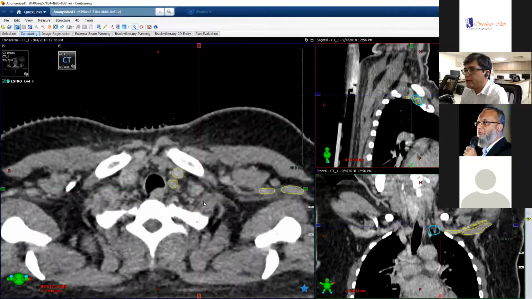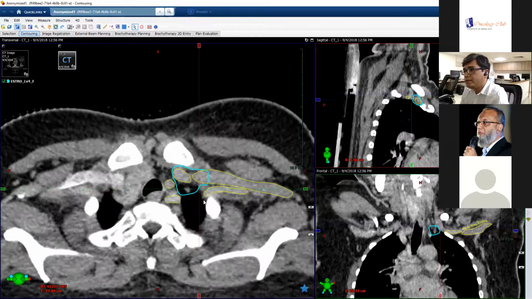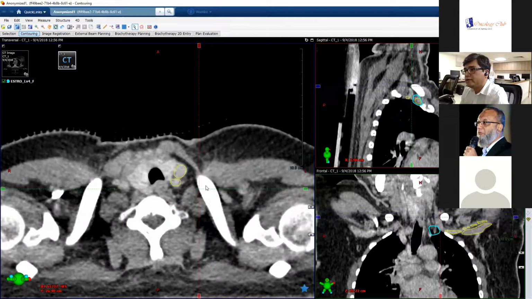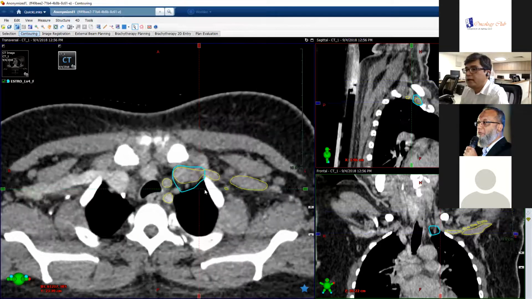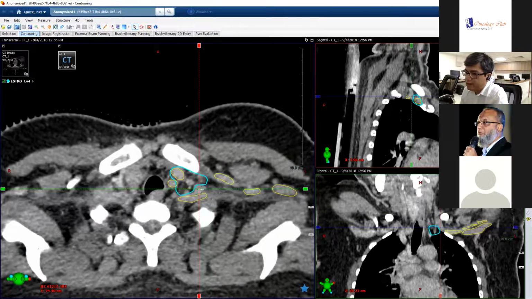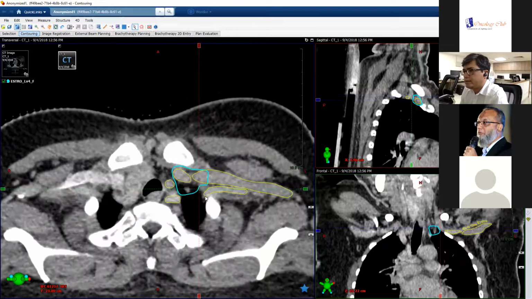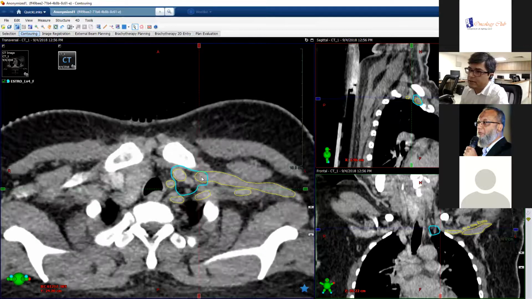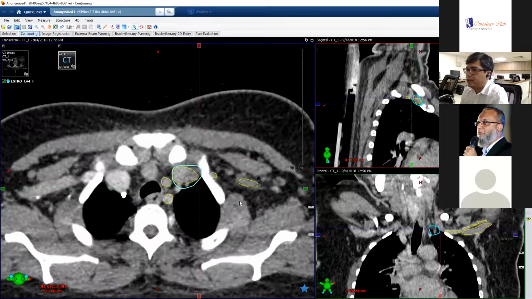This is the scalene muscle. So this scalene muscle originates from the neck and inserts onto the first rib here. I looked at the guidelines. Some of the guidelines that have been published, they actually include the scalene muscle in their CTV. But it does not make sense to me to include a muscle in the CTV when it is the vasculature that we are more concerned about.